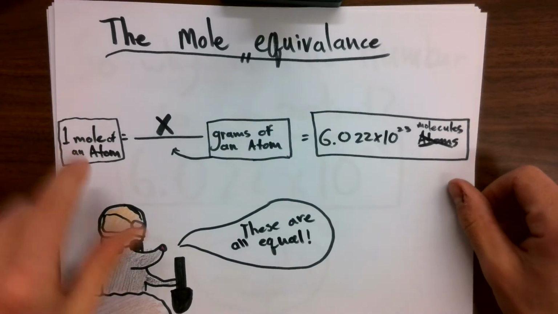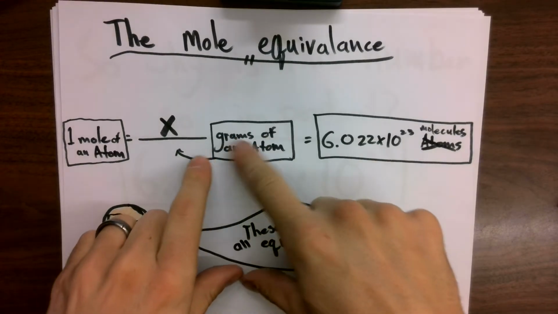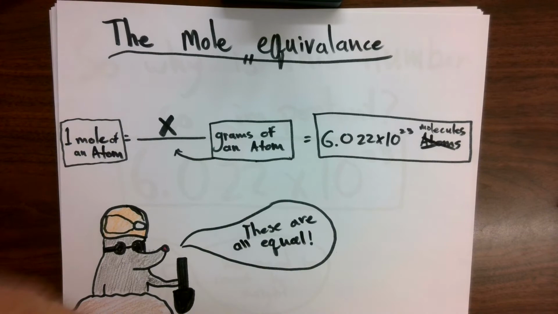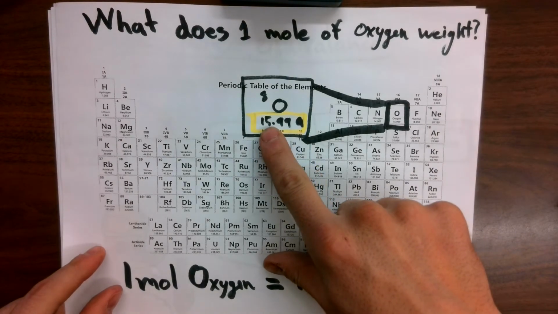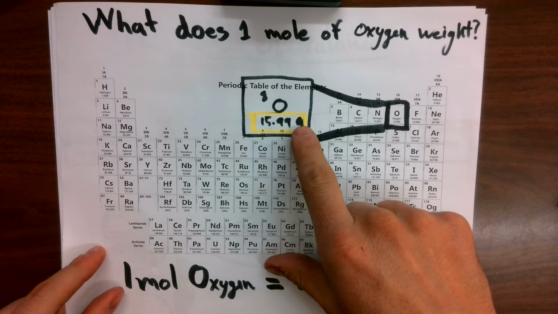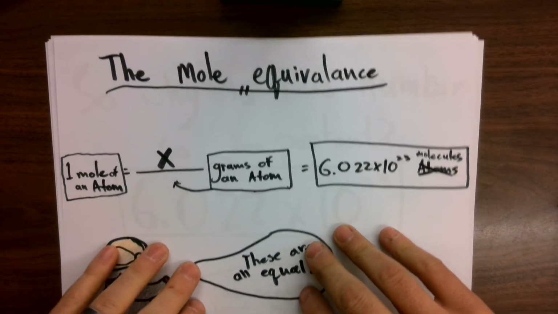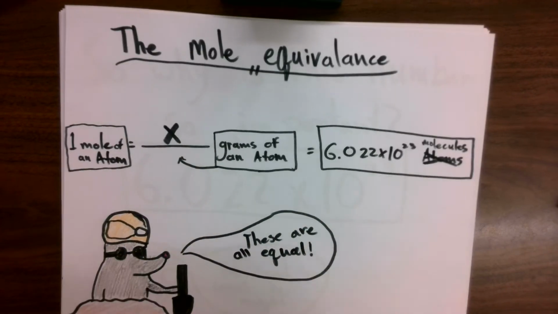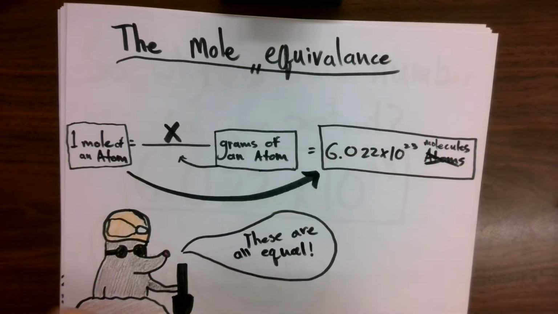So now let's talk about this second one, this piece right here. So now we have this, 1 mole of an atom, so 1 mole of gold or lithium or oxygen, which you just did, is equal to the grams of that atom. And once again, you find the grams by looking at this thing right here, 15.99. Okay, so 1 mole of an atom is equal to a certain number of grams of the atom. Well, what if I go like this? That's what we're going to focus on now.